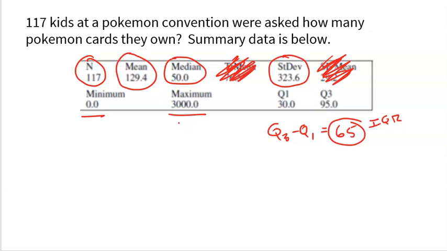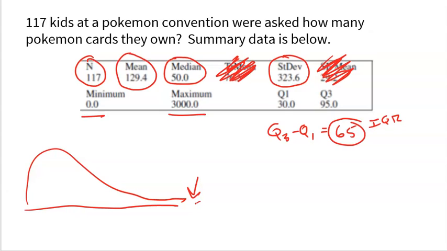Now look at that max. That max is huge. One kid had 3,000 Pokemon cards. So no wonder the standard deviation was so big. I want you to notice a couple things here. First, notice how different the mean and the median are. The fact that the mean is significantly higher than the median tells me that I'm skewed right. Skewed right, because this one kid had 3,000 Pokemon cards.